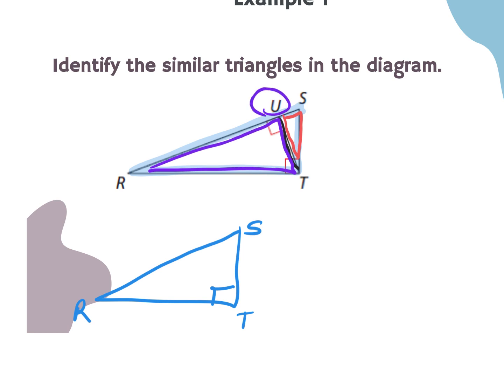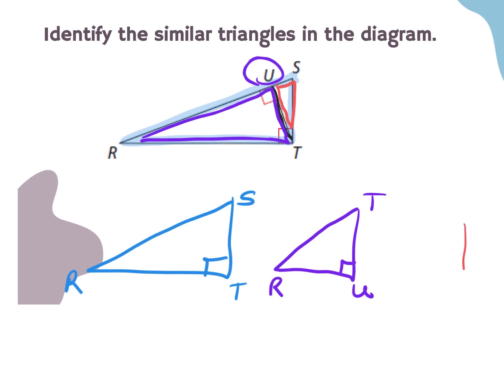Notice U here is now the right angle. So if I do the purple one first, the right angle is U. The shorter leg is the UT, and then the longer leg is the RU. And then I'll do the little red one. Again, the right angle is U, and then the shorter leg is the US, and then the longer leg is the TU.